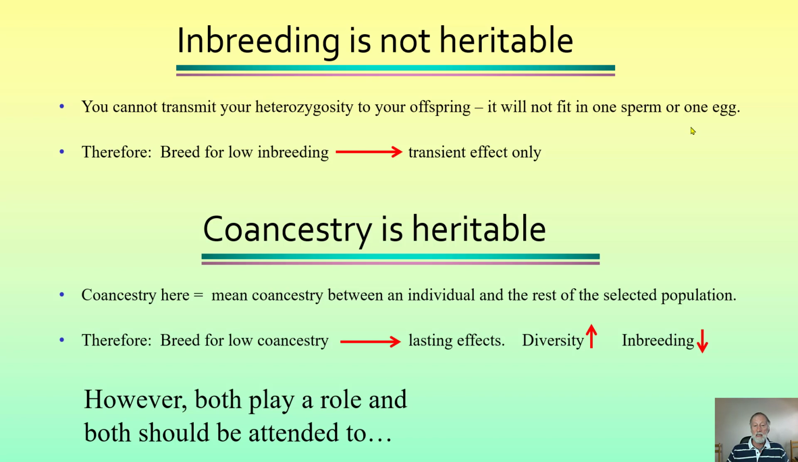Coancestry here we're taking as the mean coancestry between an individual and the rest of the population. So if you take an animal which is largely new blood and use that animal for breeding, its progeny will inherit half of that new blood effect, and therefore coancestry is heritable. That has lasting effects to increase diversity and reduce inbreeding in the population in the long run.